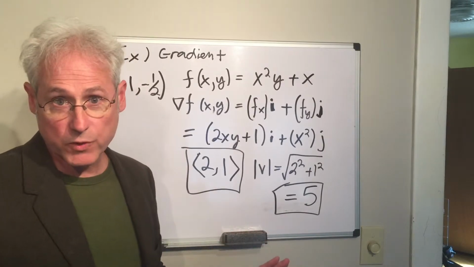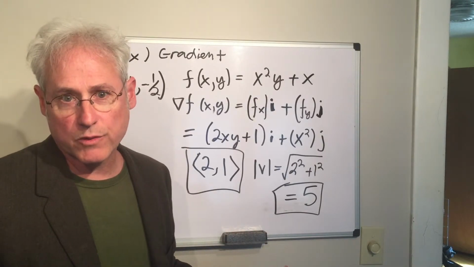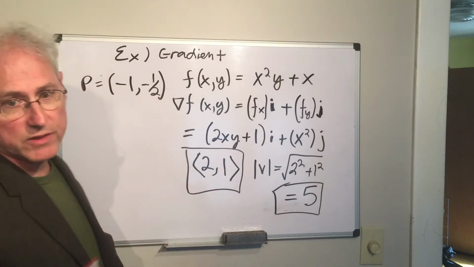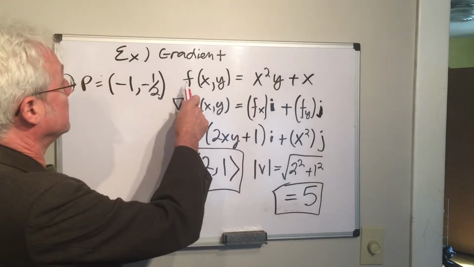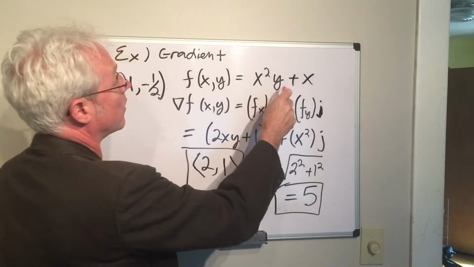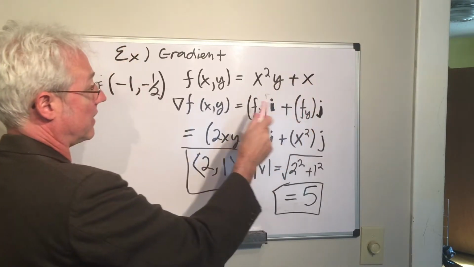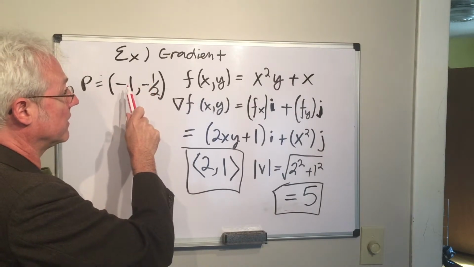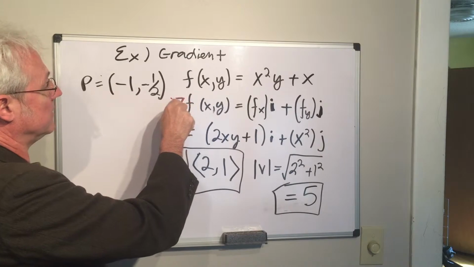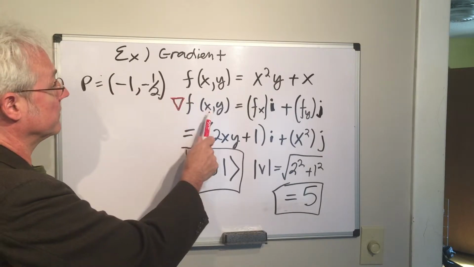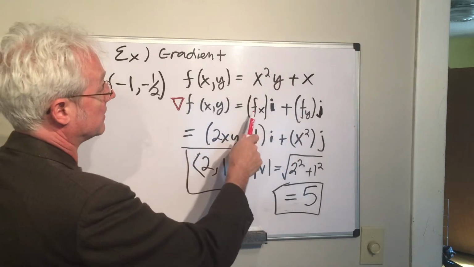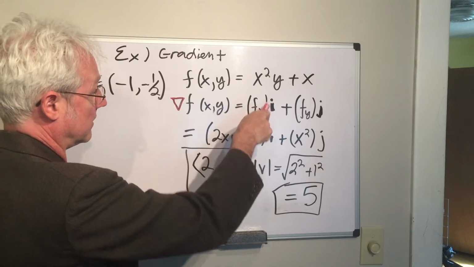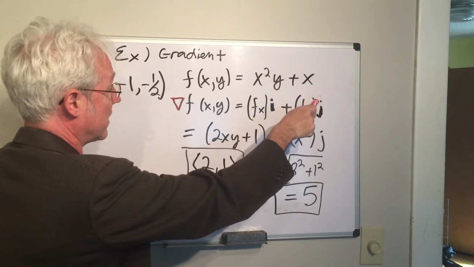Okay, so here we're going to really quickly run through another example of how to use the gradient formula to derive a gradient vector from this function, x squared y plus x, and we will find the gradient at the point minus 1, minus 1/2. So here again, you see here's our little gradient del operator, and here's our formula kind of cleaned up in this thing. Partial x is the i vector plus partial y is the j vector.